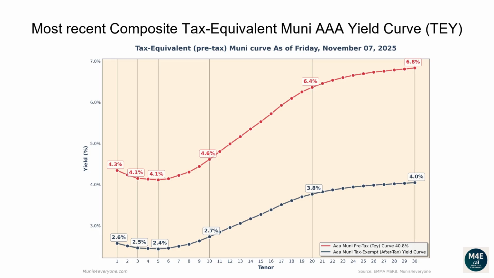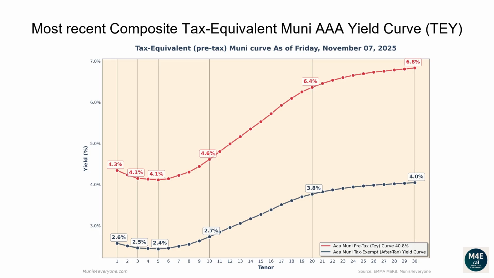Let's now go over the most recent composite tax-equivalent Muni AAA yield curve. The following graph shows, in red, the tax-exempt after-tax Muni yield curve, versus in blue its tax-equivalent pre-tax version, assuming a 40.8% top tax bracket, as of November 7, 2025. Why would you care to see the tax-equivalent version of the Muni yield curve? More on this later. Let's first go over the pre-tax, aka tax-equivalent yield curve.